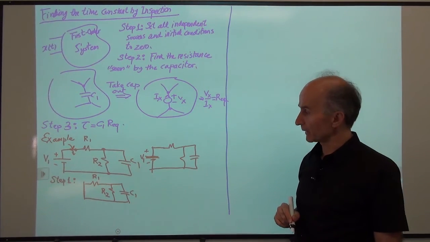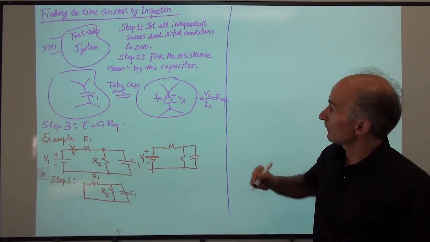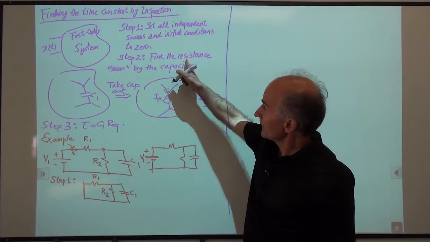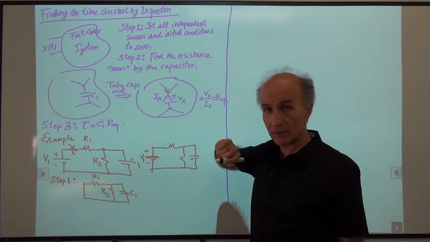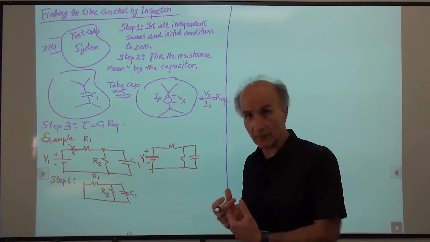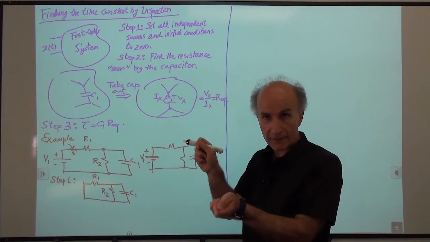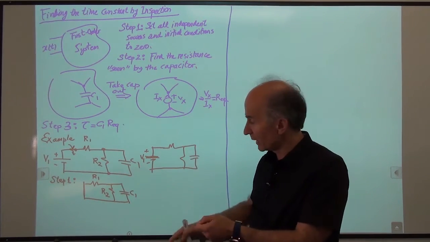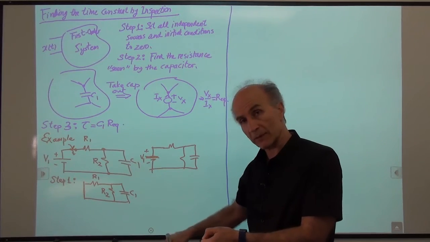Okay, all right. How about step number 2? Step number 2 says, find the resistance seen by the capacitor. That means take the capacitor out, sit in the place of the capacitor, and measure the resistance between the two wires that would be connecting to the capacitor.